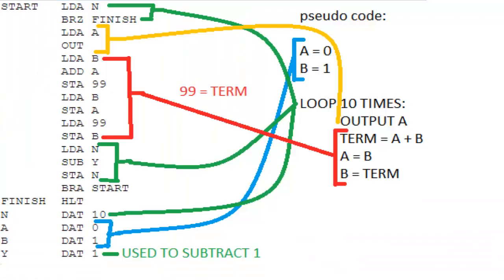This diagram shows how the pseudocode is implemented into NMC. The blue part are the variables a and b, which is set to 0 and 1. The green part is what counts the number of iterations. N is the number of iterations you want. Y is just used to easily subtract 1 in NMC.